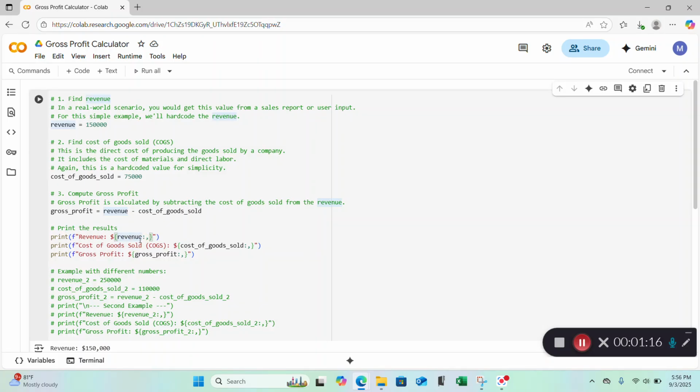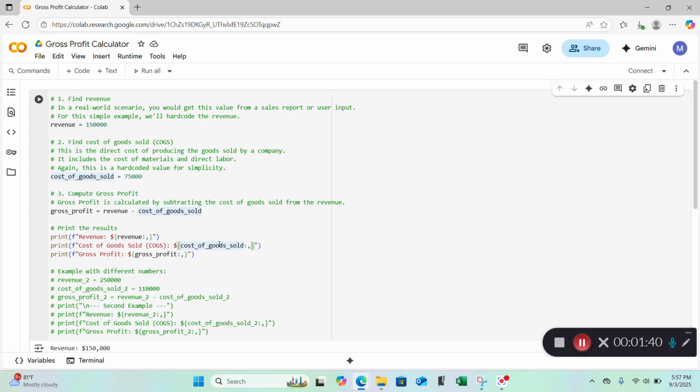So when you print out the results, the revenue would be 150,000, and that number would take the place of this variable. Moving on to your cost of goods sold, the same concept applies, where the cost of goods sold variable has a value of 75,000 attached to it. Because of that, it prints out the 75,000.